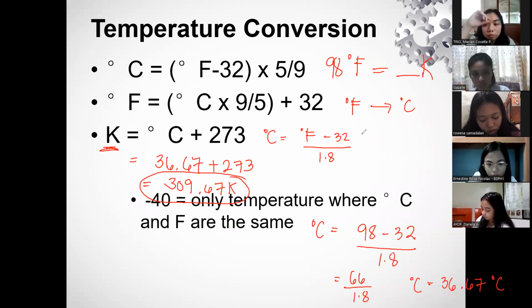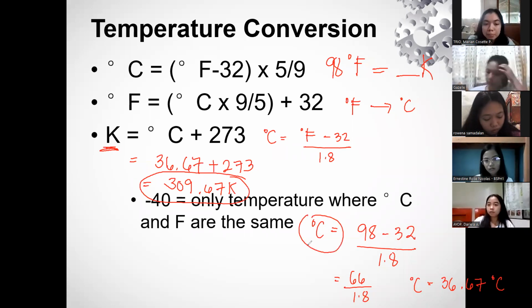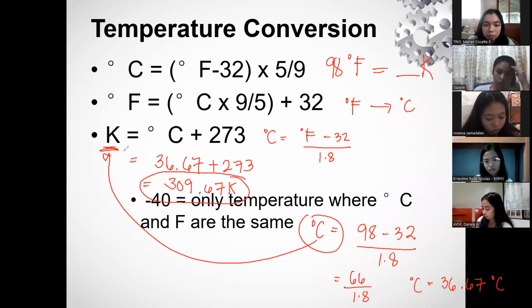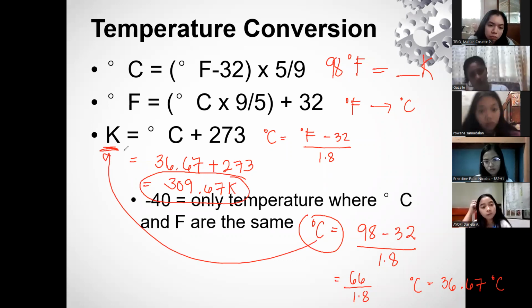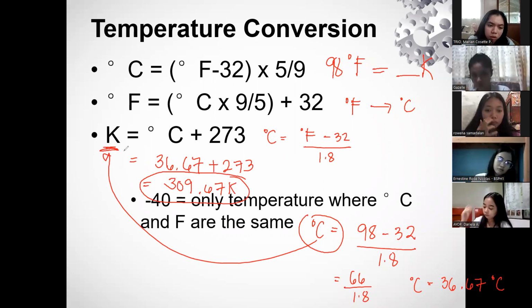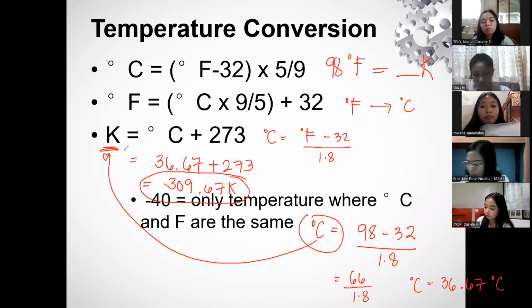This is how you convert again Fahrenheit to Kelvin. Daanan mo muna si Celsius before ka makakapunta kay Kelvin. Kasi again, wala tayong direct conversion for this. Okay lang sana kung Celsius to Kelvin kasi diretso na.